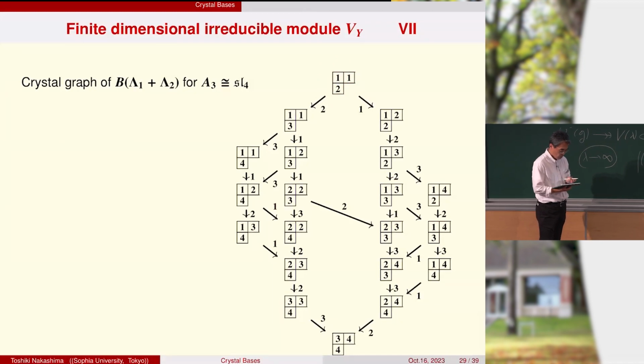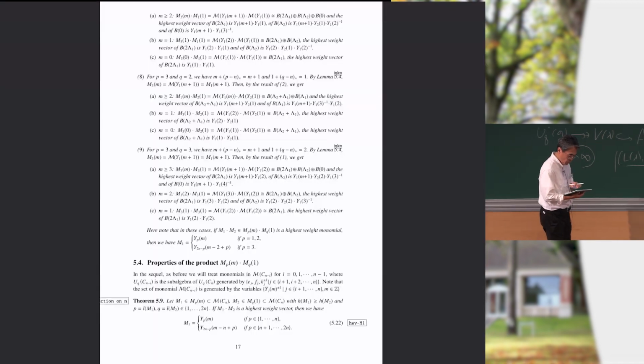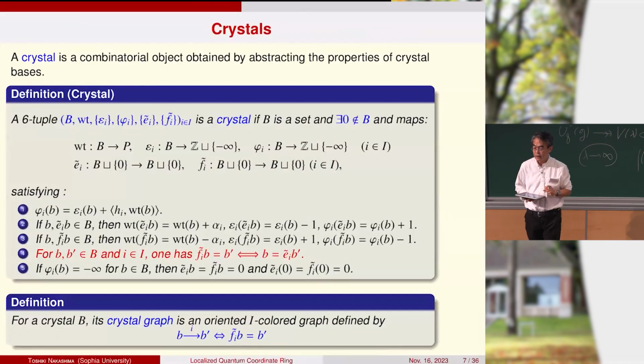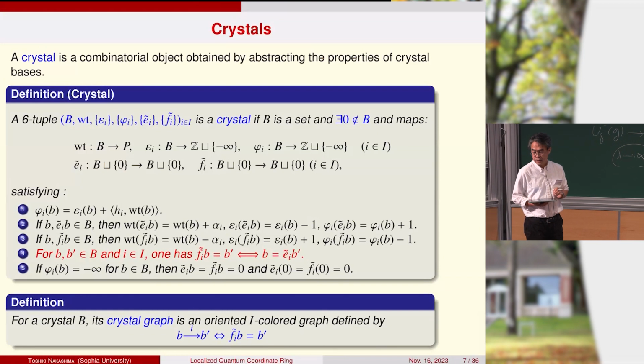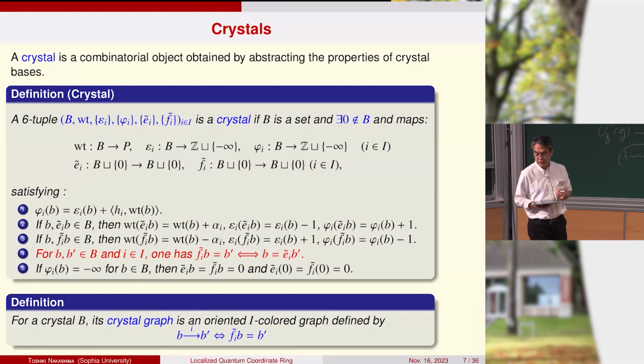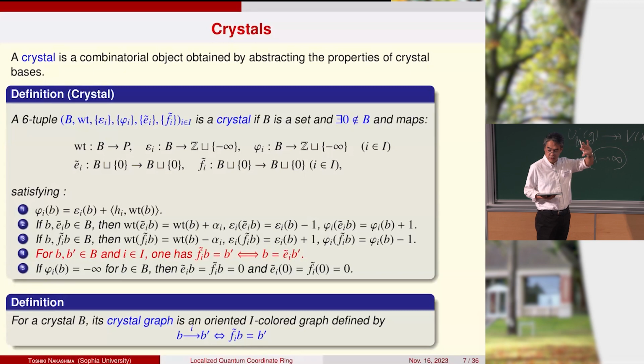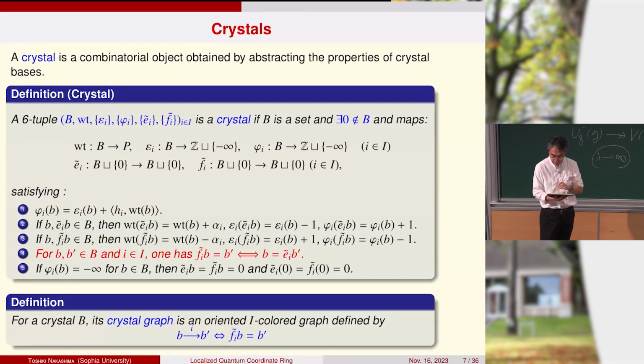Your operators 1 and 2, do they act by values or by cells? Do they permute cells, or do they change values in your Young tableaux? Yes, that's right. The shape is unchanged. Only the entries change.